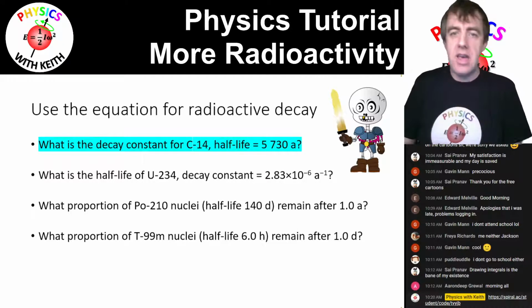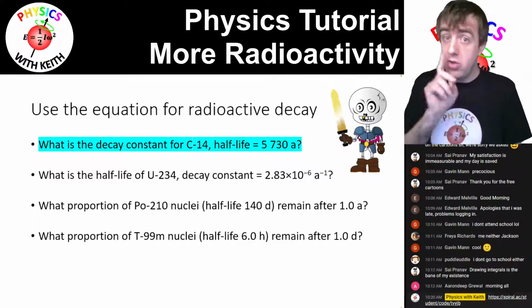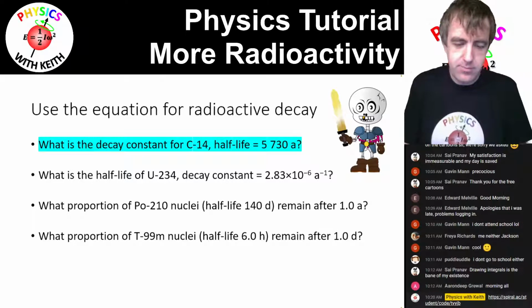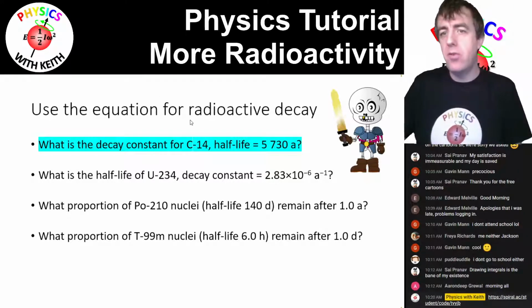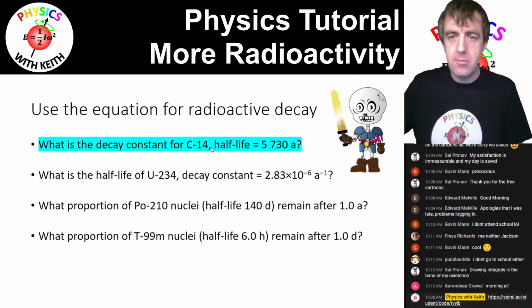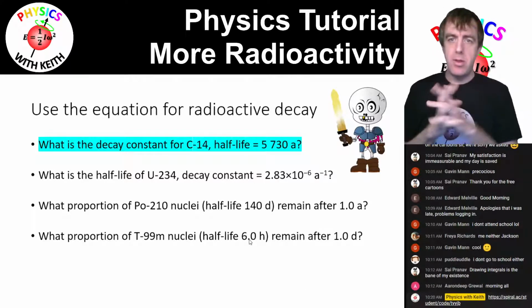Can you calculate the decay constant? And I'm going to want the unit as well. Can you calculate the decay constant for carbon-14, which has a half-life of 5,730 years? That's what the A means. So type your answer into Spiral, and we'll see what you come up with.